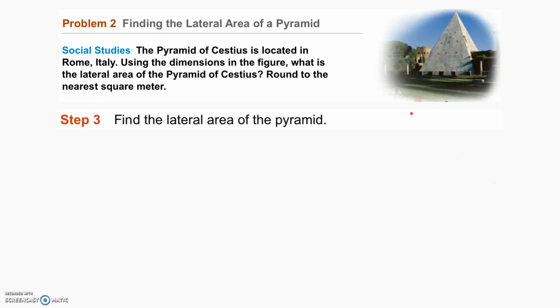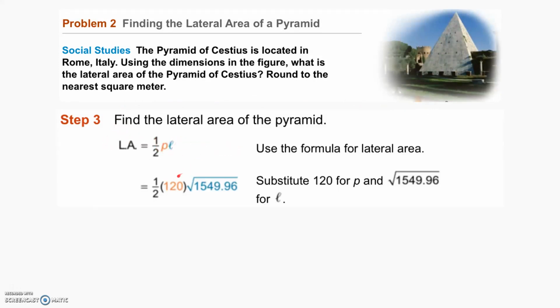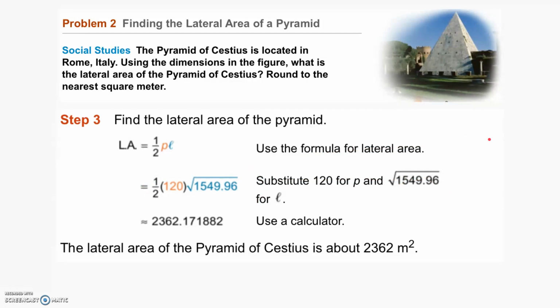So now that we found that slant height, we should be able to find the lateral area. So lateral area, again, is going to equal 1/2 perimeter times slant height. Remember earlier we found the perimeter to be 120, and we found the slant height to be the root of 1,549.96. So we're plugging all that in, and we get roughly 2,362 meters squared. So again, in this case we found lateral area, not surface area, because they asked us for lateral area. So we're not including the area on the ground. This would only be the visible area, the stuff that's off the ground. And it comes out to about that.